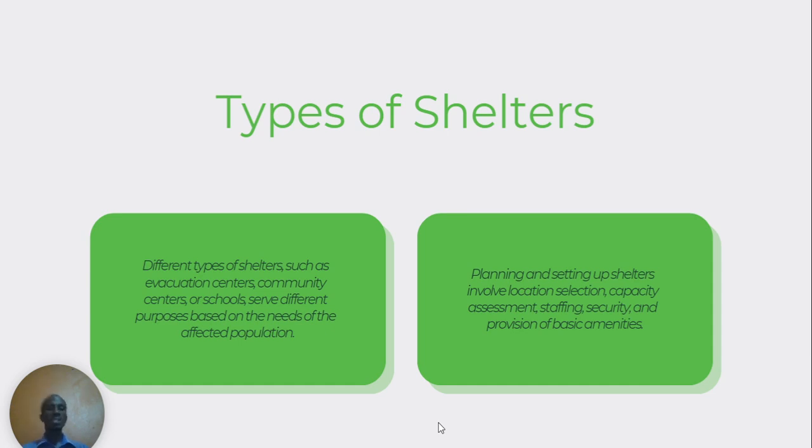Look at their vulnerabilities. Are they able to construct permanent houses? Are they able to have the recommended meals in a day? So all that is assessing their capacity. Then staffing to do this planning and shelter management. We have security and provision of basic amenities like water, electricity, and other things that are needed even when you're in an evacuation center.